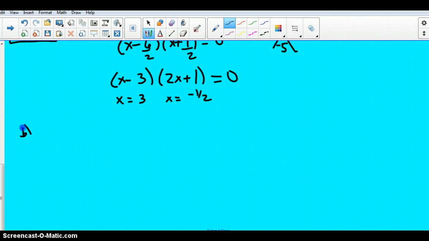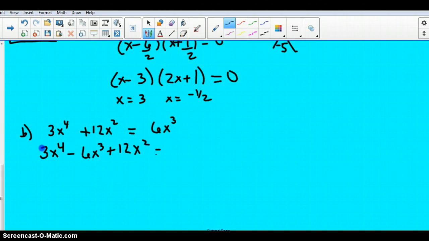Okay, you try B by yourself. 3x to the 4th plus 12x squared equals 6x cubed. Subtract 6x cubed, so I have 3x to the 4th minus 6x cubed plus 12x squared equals 0. What is the greatest common factor? 3x squared times x squared minus 2x plus what? 4, is that right? Equals 0.